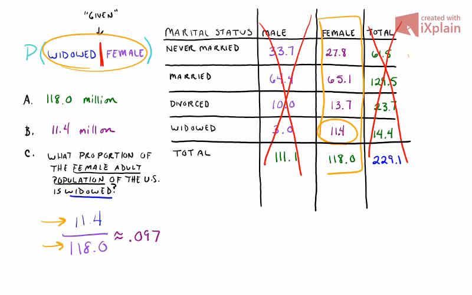So for part D, we just want to determine the probability that a randomly chosen female is widowed. This is actually just a rephrasing of question C. So you would arrive at the same solution of 0.097. So please note that questions C and D are asking you the exact same question, and this is why you would get the same answer.